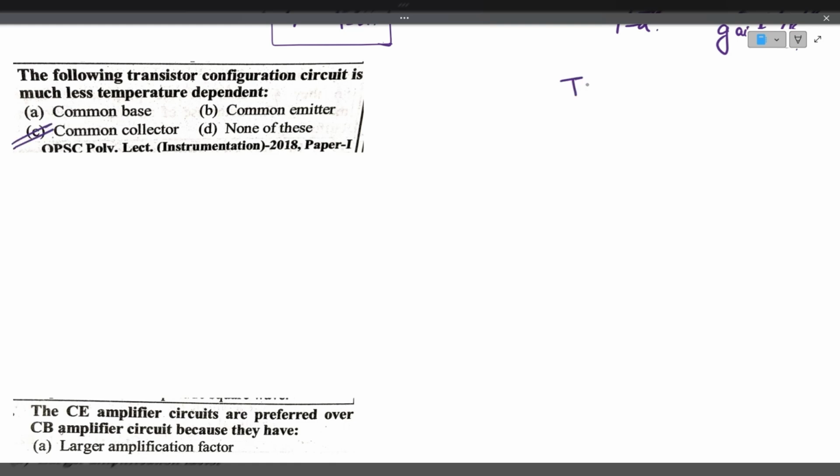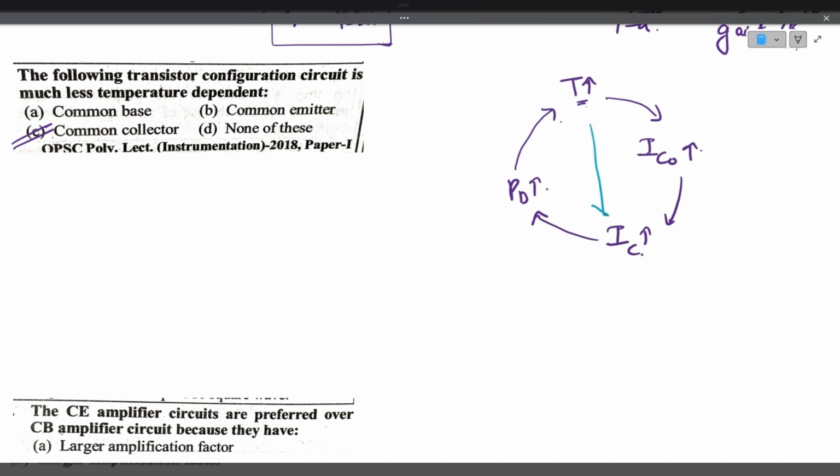Because if the temperature increases, the reverse current in the transistor increases, IC naught. So if IC naught increases, in turn that increases the collector current. So if the collector current increases, again the power dissipation increases. This will further increase the temperature and this cycle repeats. So if the temperature increases, it will affect the collector current directly.